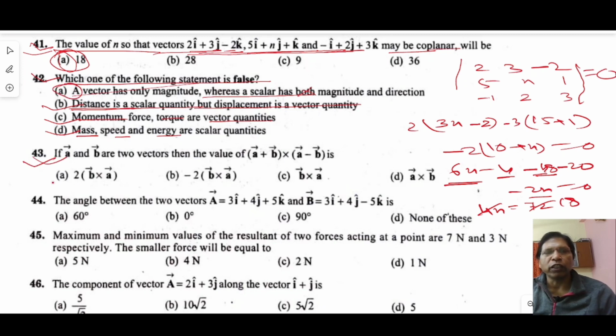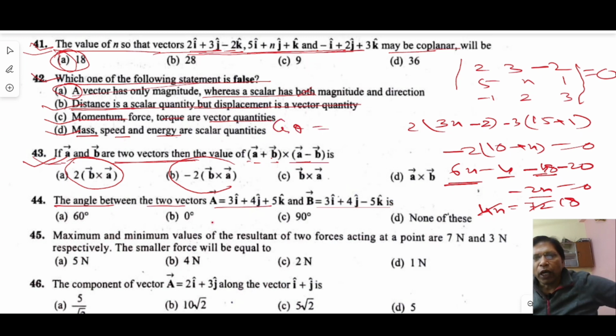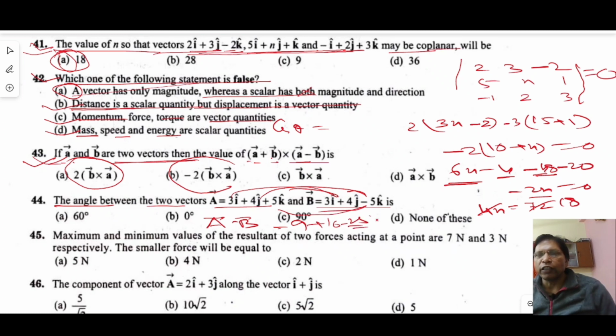Now question number 43. If A vector and B vector are two vectors, then the value of A vector plus B vector cross A vector minus B vector. Now this becomes this. The angle between two vectors, this and this, look at this. Now we have to calculate A vector dot B vector. Look at this, this and this is the 9, this and this is the 16 and this is the minus 25. So this is the 0. As A dot B is 0, therefore the angle between A and B is obviously 90 degree.